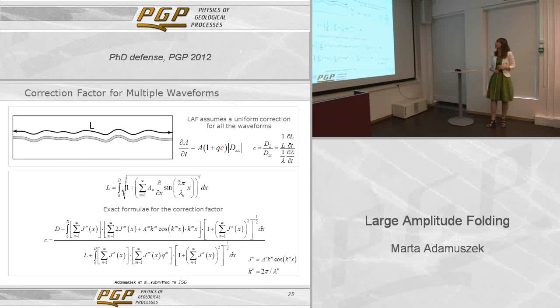We also did it for the arc length, which is composed of multiple waveforms. In this case, the arc length is the integral of such a form where all waveforms are taken into account. And as a result, I obtained such a formula for the correction factor.